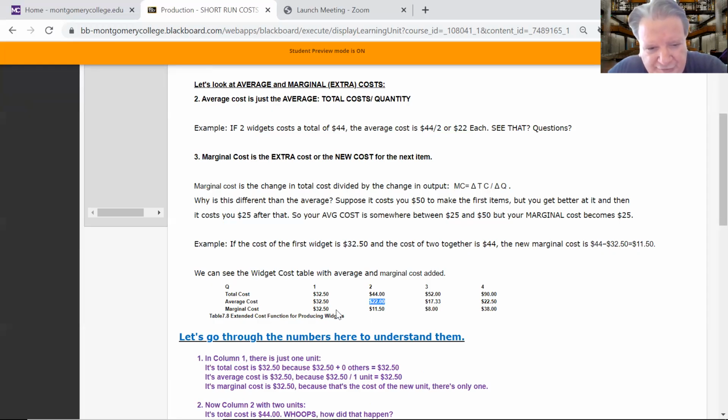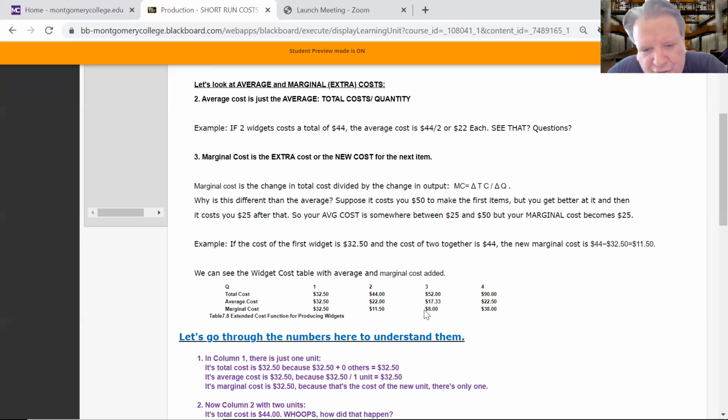Likewise, if this $32.50 became $65, then it would make the average go up, because the average would be the number in between $32.50 and $65, which would be around $45. So remember that the new cost is always going to drag your average in that direction. If the new cost is lower, it's going to drag the average down.